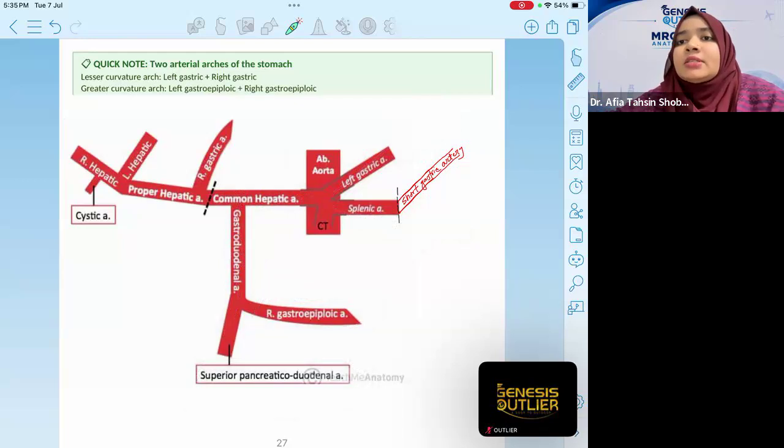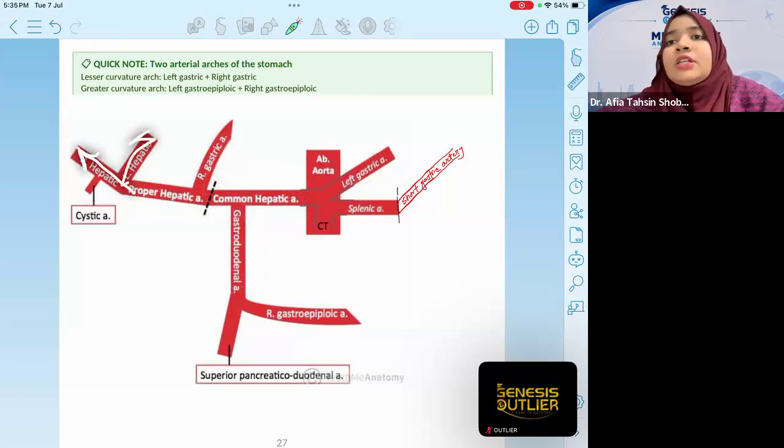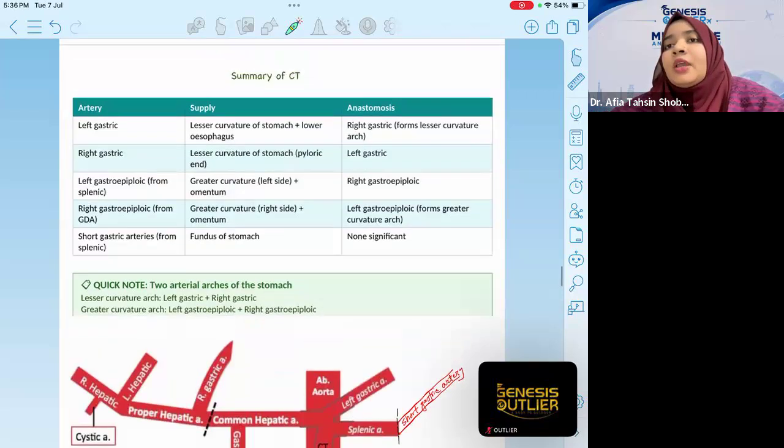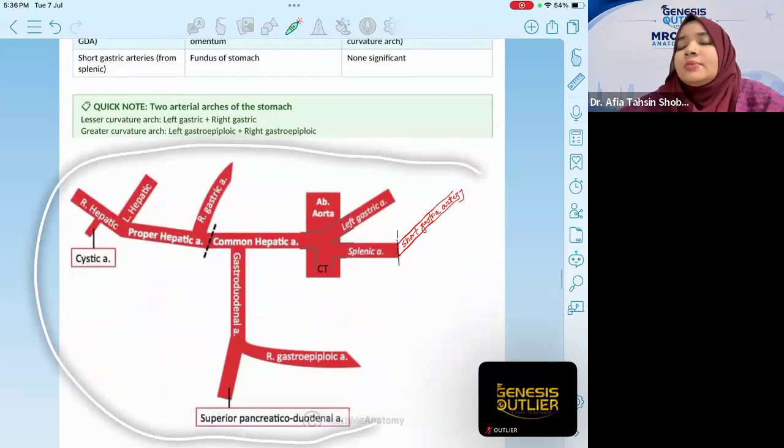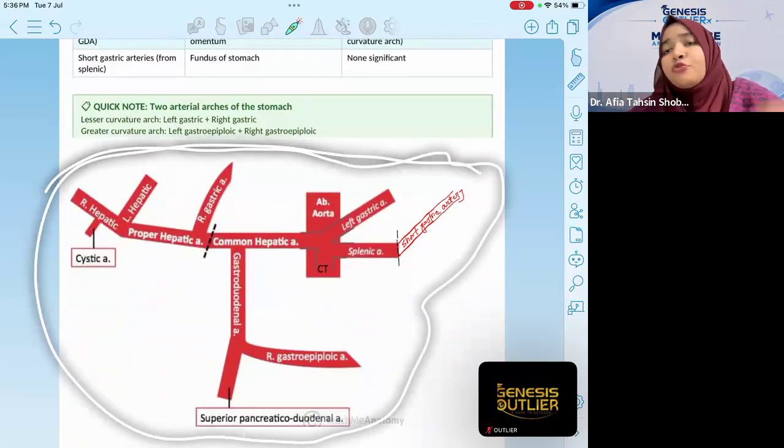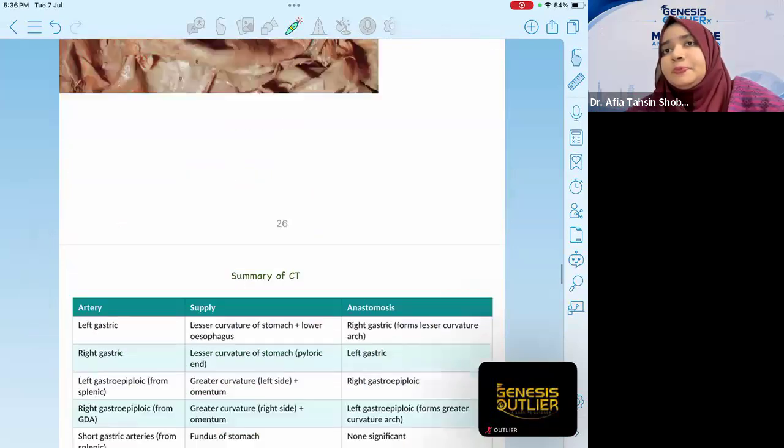Just remember that common hepatic artery will branch into gastroduodenal artery. Then it will be called proper hepatic artery, and from proper hepatic artery you will get right gastric artery. Proper hepatic artery will also branch into right and left hepatic artery. And from splenic artery, you will get short gastric artery as a branch. This is a simple diagram for understanding the celiac trunk branches.